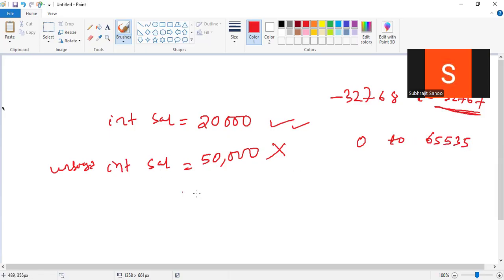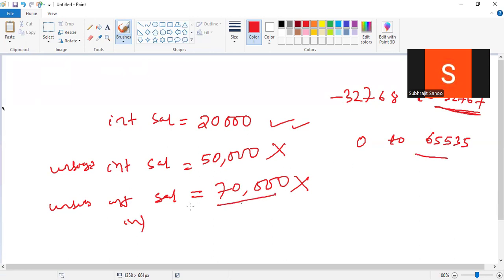Sir, suppose one more employee is getting salary 70,000. Now, can I store 70,000 in unsigned integer salary? No, I cannot store it. And integer also is not possible, because integer range is 32,000 and unsigned is 65,000. But the salary is 70,000. So in that case, suppose an employee is getting salary more than 65,535, unsigned integer also fails to store, and integer also fails to store the value. Then in that case, what do I have to do?